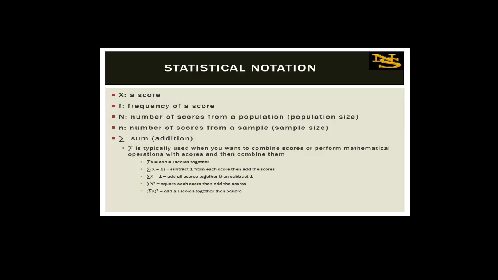Now, F represents frequency, frequency of a score. How often does that particular score appear in my data set? Now, uppercase N, that represents the population size. So in the previous lecture, you learned about the difference between a population and a sample. A population is everybody that you're interested in.